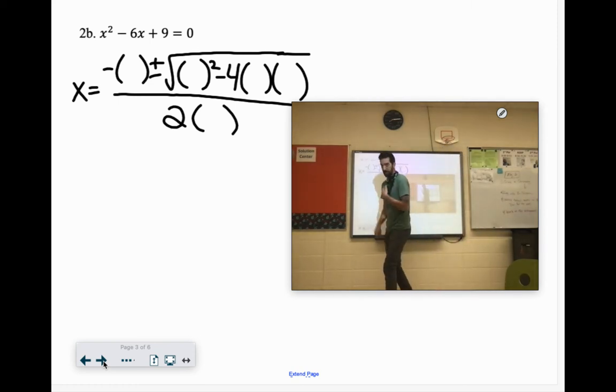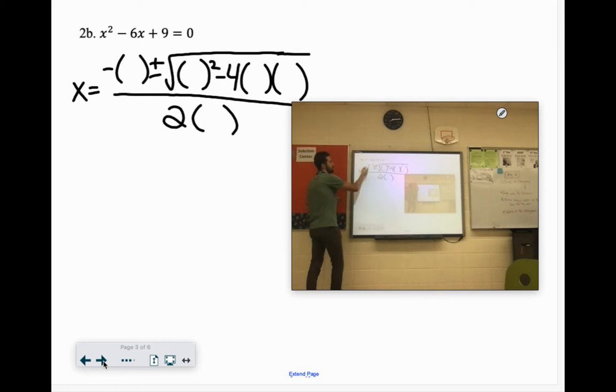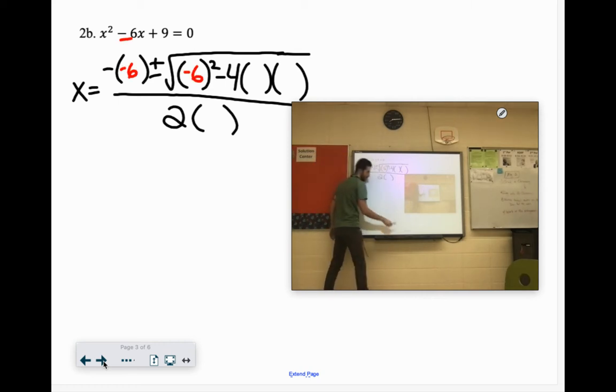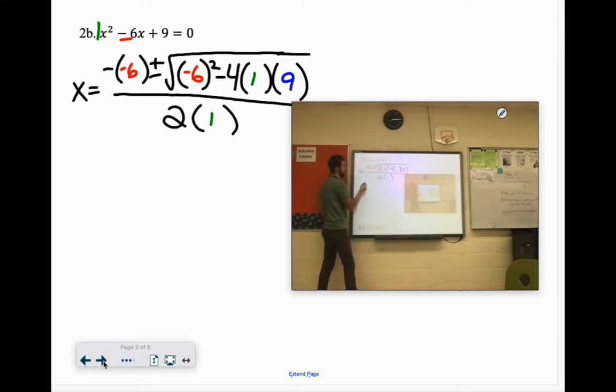Now this is a problem that you could factor, and you would get your answer much quicker than the quadratic formula. But we're going to practice the quadratic formula as a backup in case you can't factor something. So b, in our case, would be the negative 6, so that goes there and there. The a would be 1, which goes there and there. And then the c, in our case, would be positive 9. Great. All right, let's clean up some stuff here.